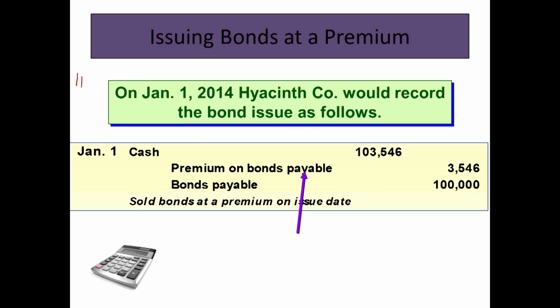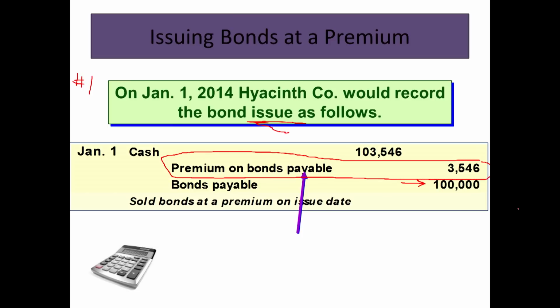Journal entry number 1, sometimes I call it. On January 1, they would record the bond issuance as follows. Well, it's the same methodology, folks. We debit cash for the cash proceeds, 103,546. Remember, we are the issuing corporation, not the individual investor. So we debit cash for 103,546. We credit bonds payable for 100,000. Well, that doesn't balance just those two items. So we have to credit premium on bonds payable for 3,546.